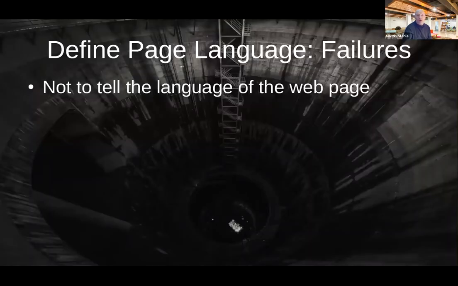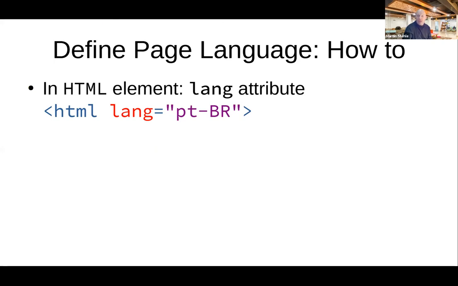Well, how to do it wrong? You do not tell the language of the web page, the human language. And how to do it right? You tell the human language here in the HTML element with the lang attribute. Lang is short for language. And you can see here an example how to specify that the human language of that page is Portuguese, Brazilian Portuguese.